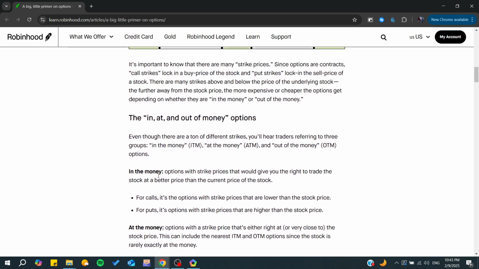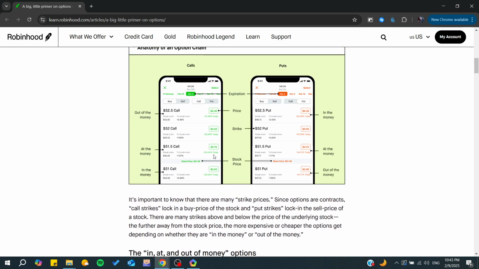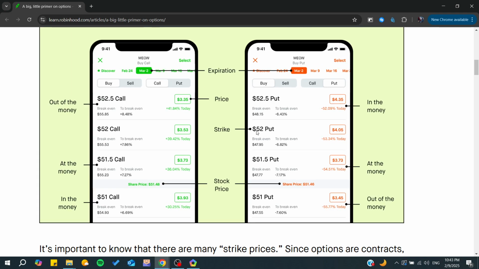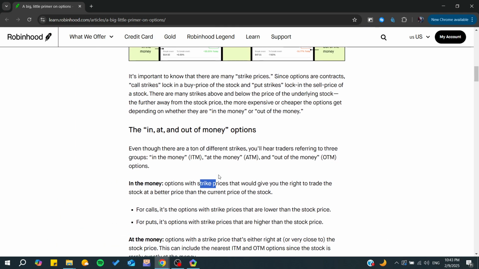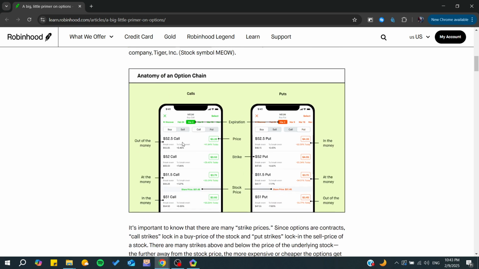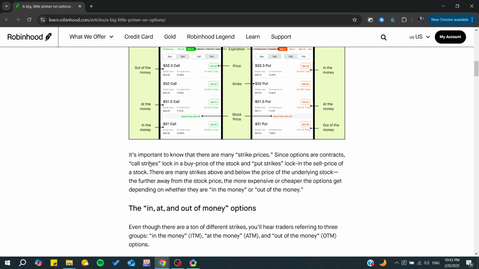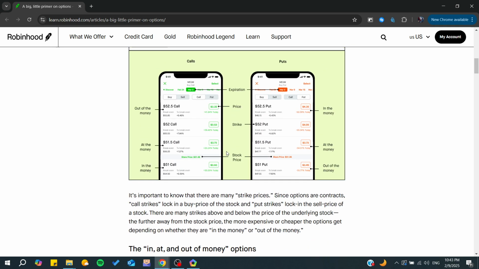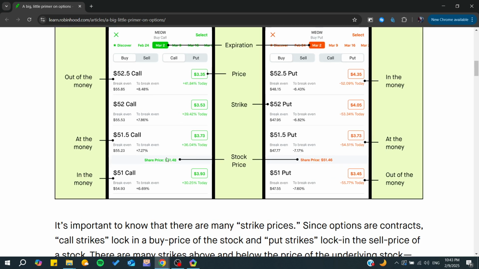Basically, in the money means options with a strike price, that means the buying price. Those are the strike prices that give you the right to trade the stock at a better price than the current price of the stock. So in the money, you have a chance to gain more than the stock price, as you can see here.